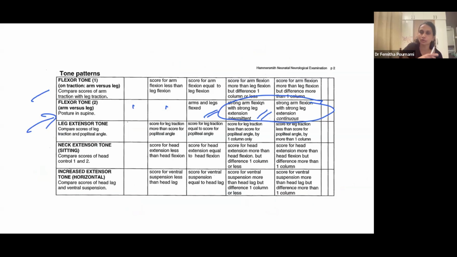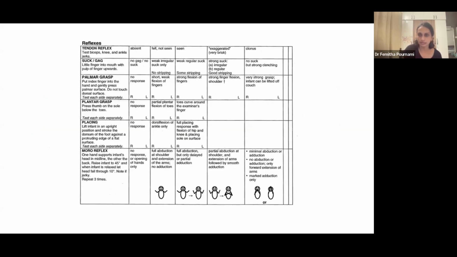So whatever scoring you have done on the first page of posture and tone, the same things you compare in the tone patterns domain, and you're able to get the interpretation. So this page, which I have displayed now, doesn't require an extra examination of the baby. It's already done. You have to only compare the scores between each thing in the first page. Okay. The third one is reflexes.